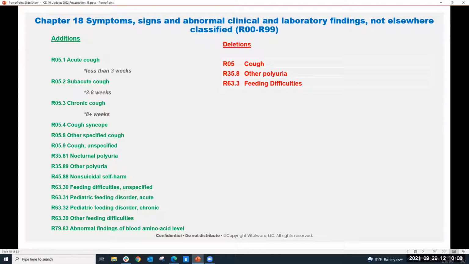I just want to turn your attention to the additions, the R05.1, acute cough. This is a cough that has been going on for less than 3 weeks. If it's between 3 and 8 weeks, you go to the subacute cough code. And then if it's been going on for longer than 8 weeks, that's when you would put the chronic cough code.